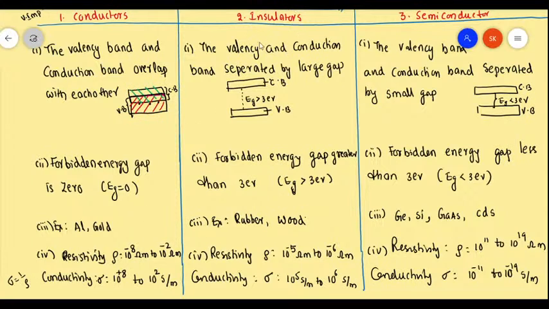If you go for insulators, the valency band and conduction band are separated by a large gap. In the valency band, there are so many electrons available, but we are unable to provide the energy to jump the electrons from the valency band to the conduction band. To make them jump, we have to supply energy, but we do not have sufficient energy.